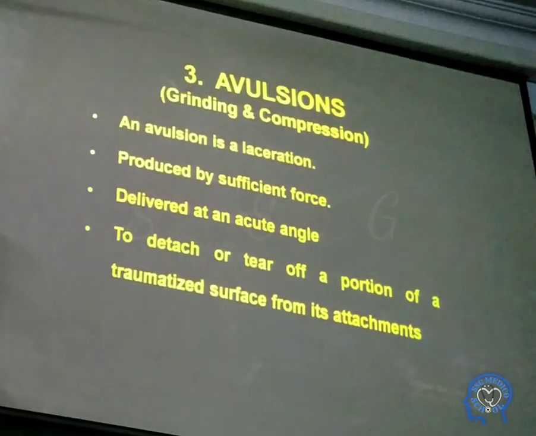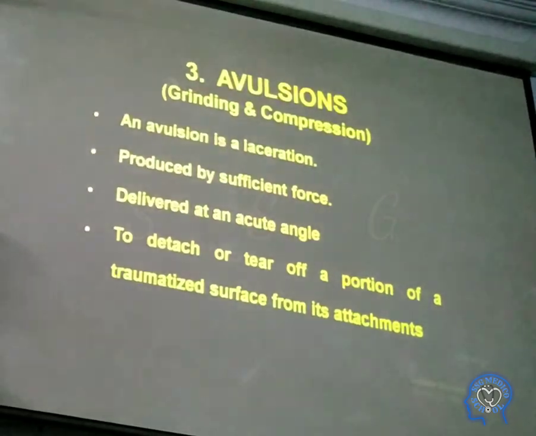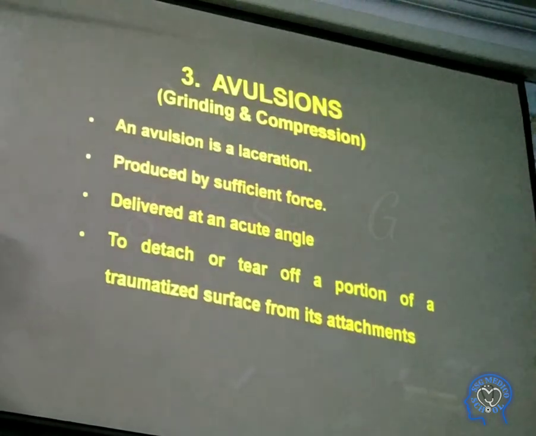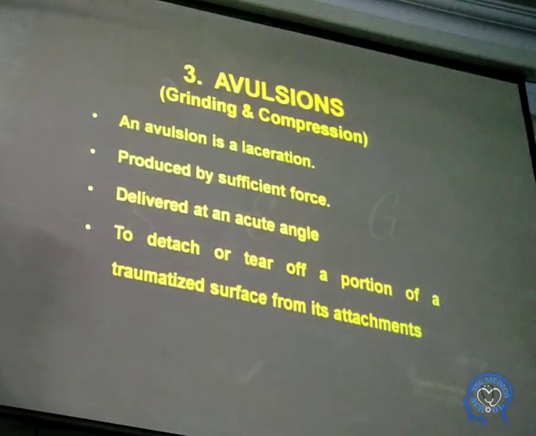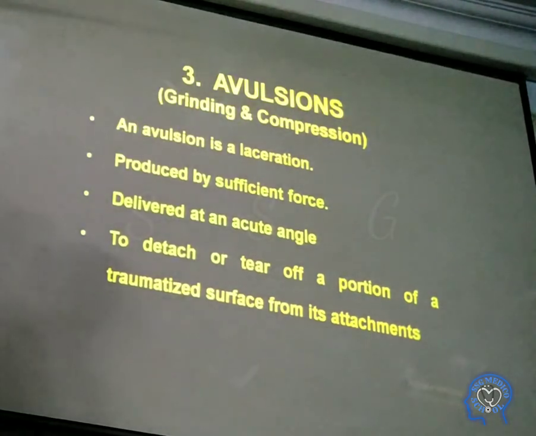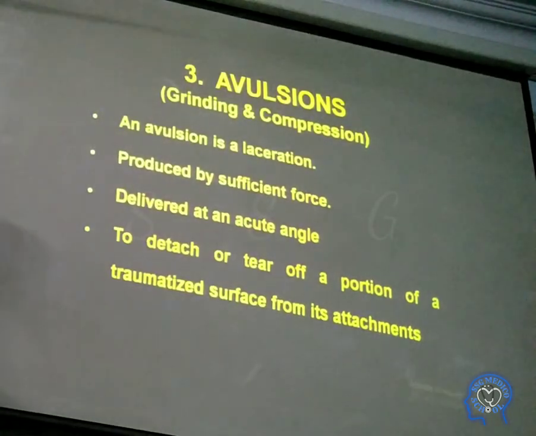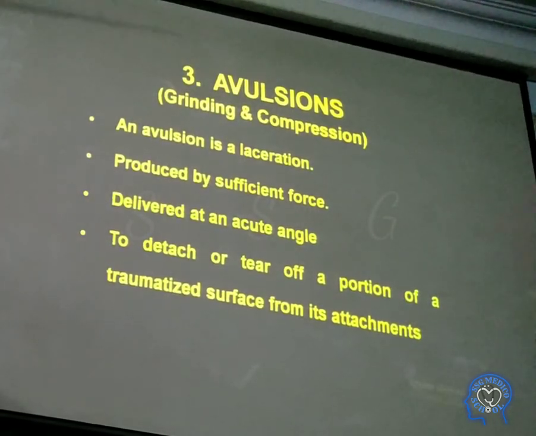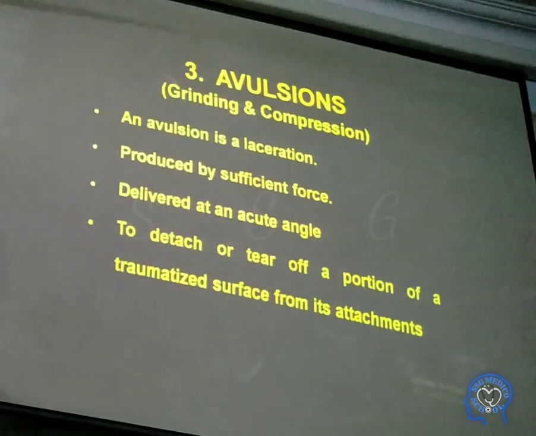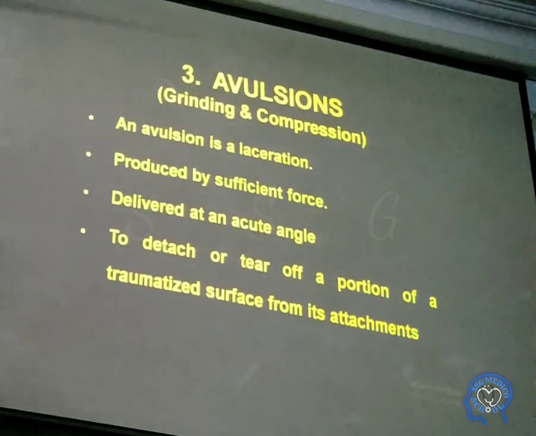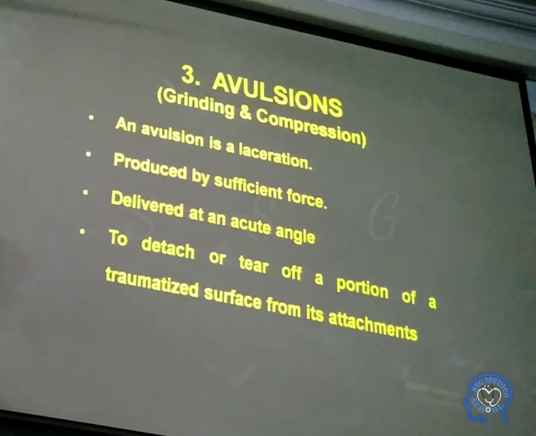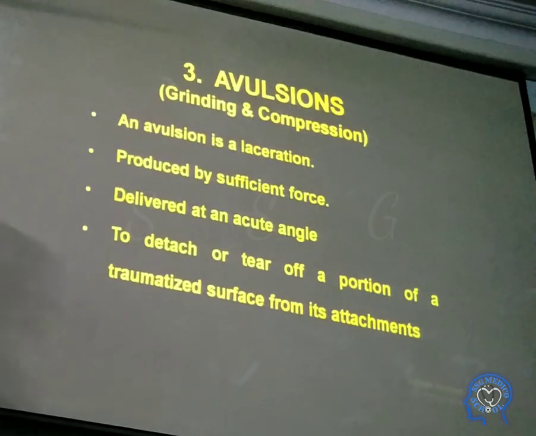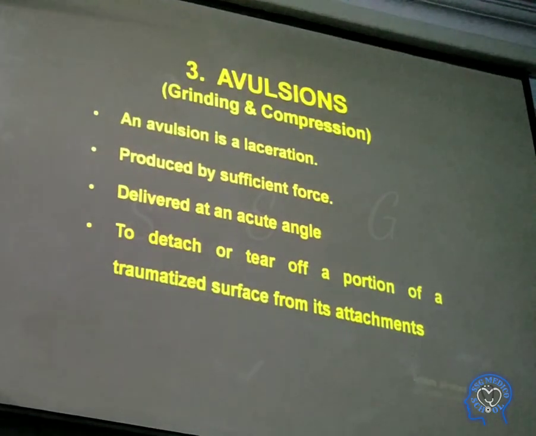and as a result of road traffic accidents. It is a degloving injury produced by sufficient force delivered at an acute angle. It may tear off a portion of the body. If a truck passes over your arm, it amputates the arm of the person. Tearing off the arm is the avulsion.